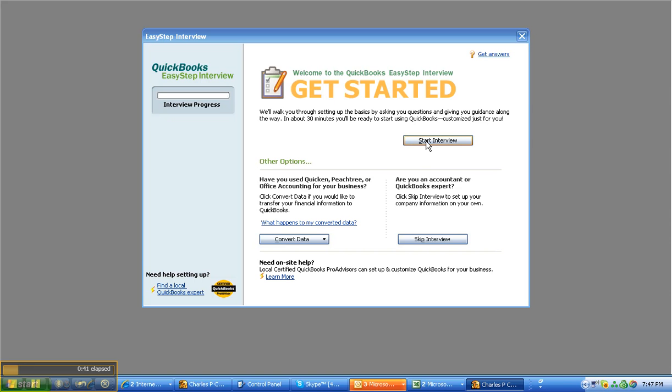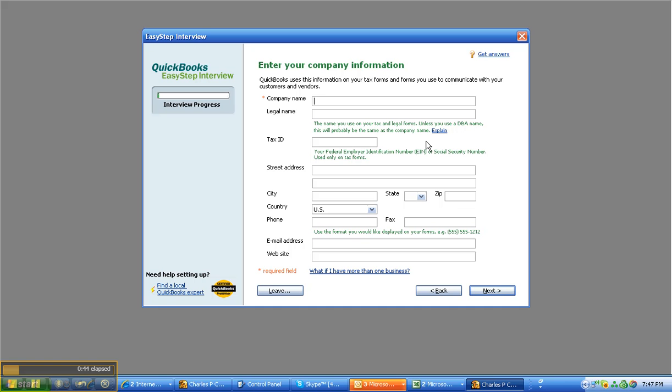Alright, now we're going to click on Start Interview. Some of it is self-explanatory, but what we're going to do here is enter in a generic auto repair store, and that's going to fill in the legal name. Now, the tax ID you can get for free on the IRS website, so don't pay anybody for that. At this point, that doesn't matter though.